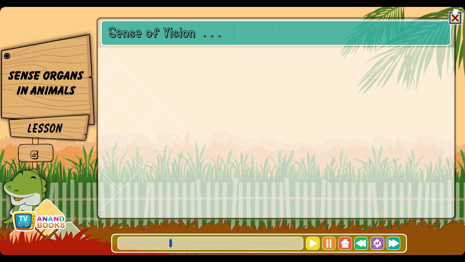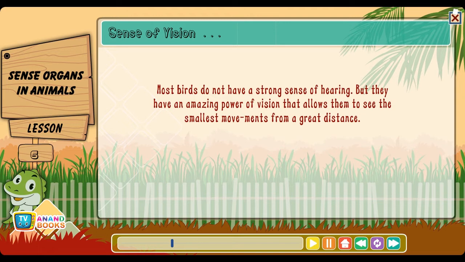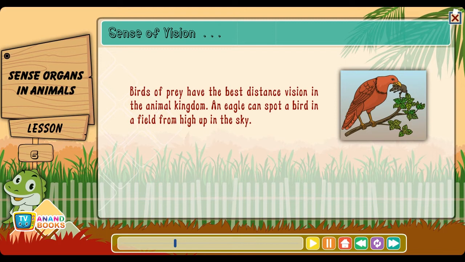Sense of vision. Most birds do not have a strong sense of hearing, but they have an amazing power of vision that allows them to see the smallest movements from a great distance. Birds of prey have the best distance vision in the animal kingdom. An eagle can spot a bird in a field from high up in the sky.